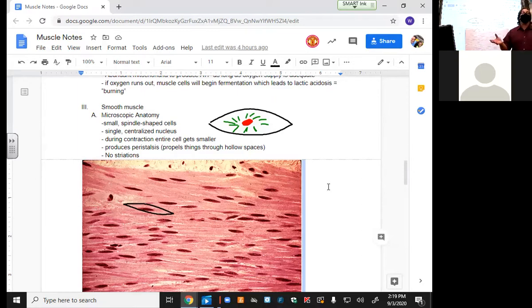But if you've ever waited too long, you realize pretty quickly you do not have 100% control over your defecation, which means that smooth muscle is there too, in addition to that skeletal muscle. There's also no striations. Everything is nice and smoothly colored. The white lines in there are space between the cells. They're not striations in the cells.